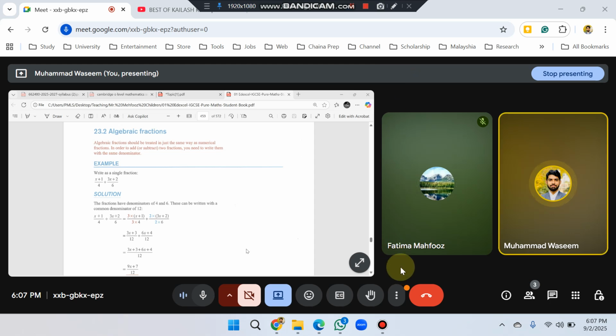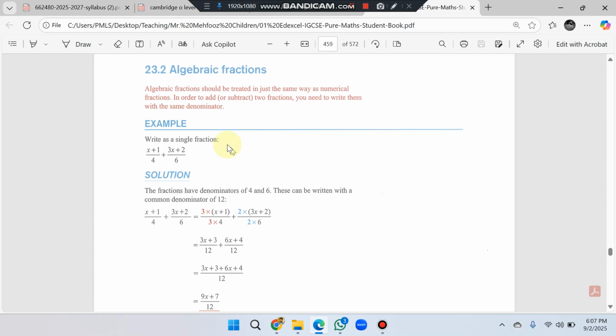We have to start from algebraic fractions. So what are algebraic fractions? Algebraic fractions should be treated in just the same way as numerical fractions. Numerical fractions are those fractions in which the numerator and denominator are two numbers, and algebraic fractions are those fractions in which the numerator and denominator are algebraic expressions, right?